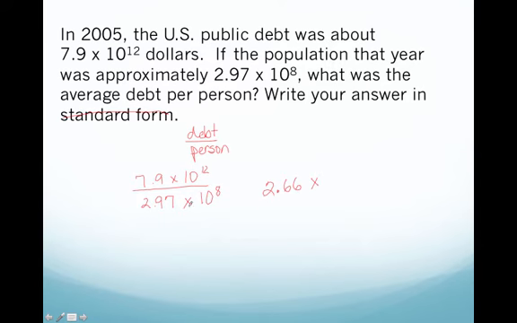And my power of 10, 10 to the 12th divided by 10 to the 8th, is 10 to the 12 minus 8, or 10 to the 4th. So if you actually were to write this in standard form, as it was asked, of course I'm going to move this over 4 decimal places. So that would be 26,600 per person of debt. And I imagine in 2014 it is a whole lot higher than that.